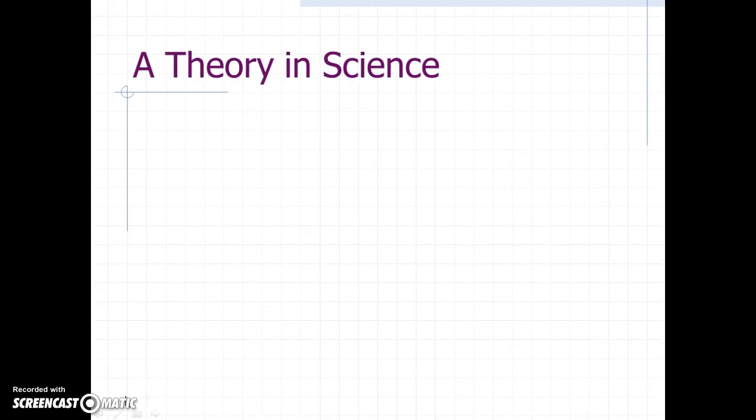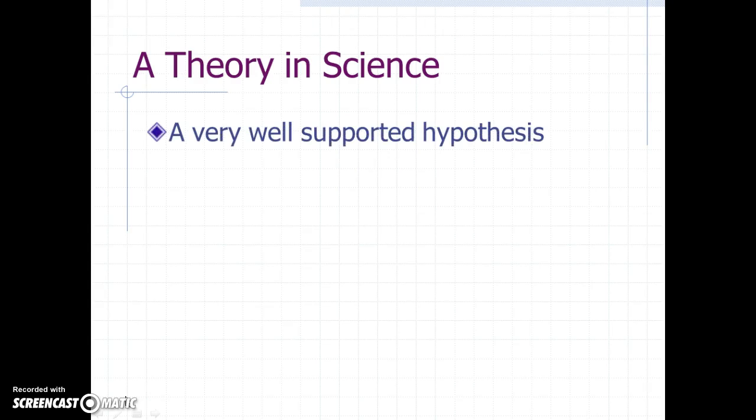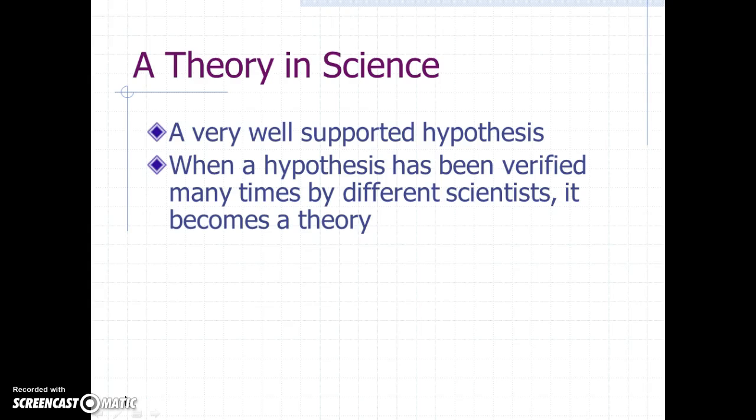So all of this led to a new theory. A theory in science is something that has been supported thousands, sometimes hundreds of thousands of times. We don't really like to call them facts because a theory even can be disproved. But this is a very well-supported hypothesis. So when a hypothesis has been verified many different times, it becomes a theory.